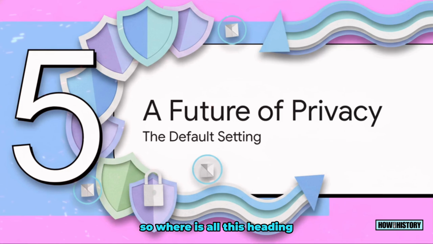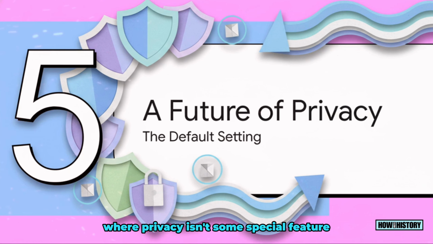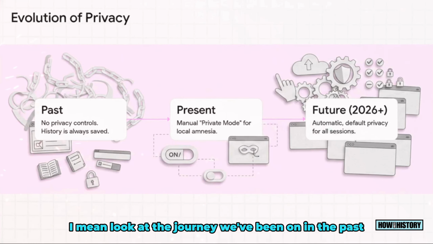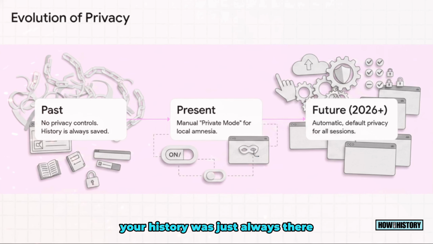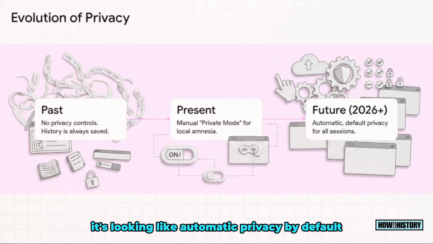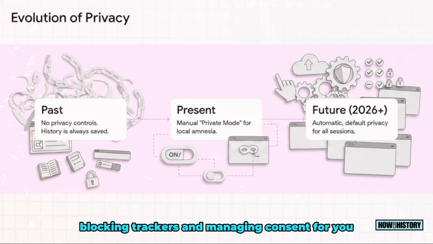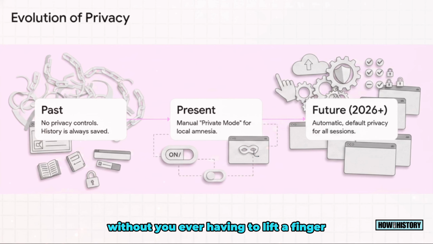So where is all this heading? Well, it's pushing us towards a future where privacy isn't some special feature you have to turn on. It's just the default setting for everyone, all the time. I mean, look at the journey we've been on. In the past, zero privacy controls. Your history was just always there. Now, we have this manual amnesia button. But the future, it's looking like automatic, privacy by default, where your browser is your own personal bodyguard, blocking trackers and managing consent for you without you ever having to lift a finger.